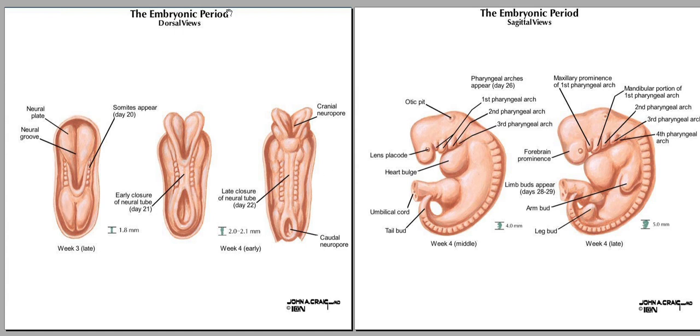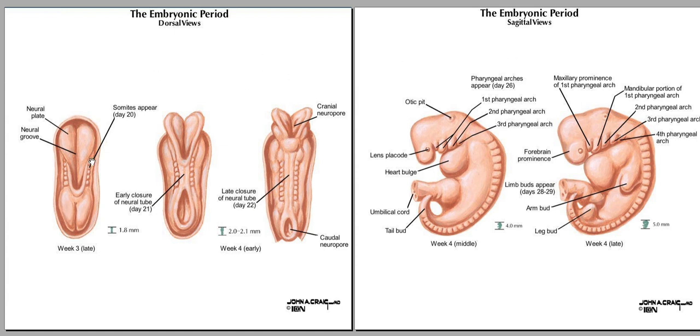With the embryonic period, just remember that by late week 3, you have the neural plate and the neural groove, and then the somites appear by day 20. That's the early closure of the neural tube by day 21, and by day 22 the late closure. You see it closing up, and that's the caudal neuropore and the cranial neuropore. That's still early week 4.